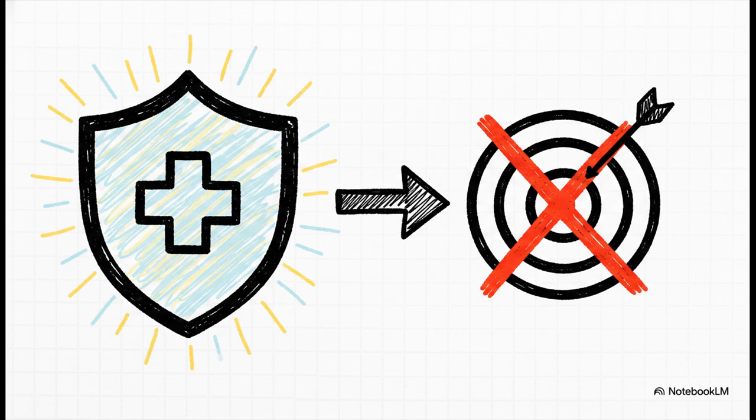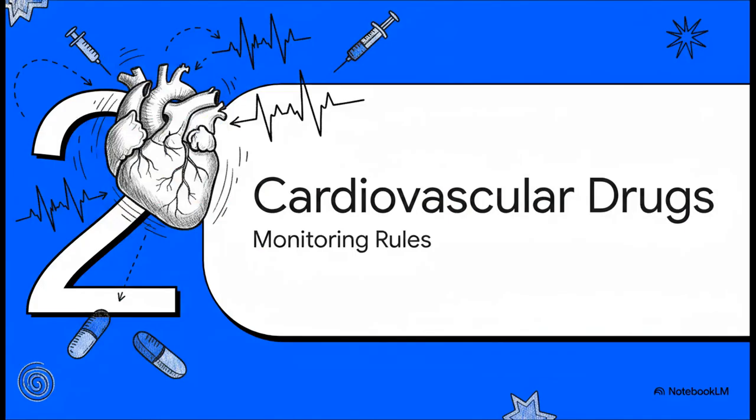A classic trap examiners love to set is confusing efficacy with safety. Like, you check lipids to see if a statin is actually working, right? But that's effectiveness. Today, we are laser-focused on key lab parameters for toxicity and safety. So, keep that mindset locked in for this whole explainer. Moving right along to Section 2, Cardiovascular Drug Monitoring.